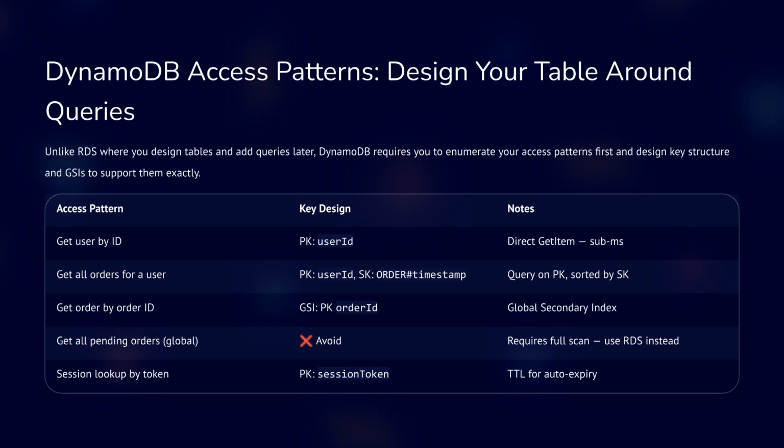Unlike RDS, DynamoDB requires you to enumerate all access patterns first and design the key structure and global secondary indexes to support them precisely. The slide shows examples, such as using PK and SK for orders for a user, a global secondary index for querying by order ID, and avoiding queries that require a full table scan.